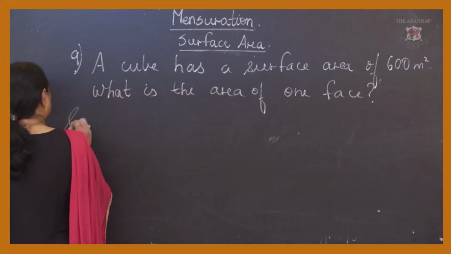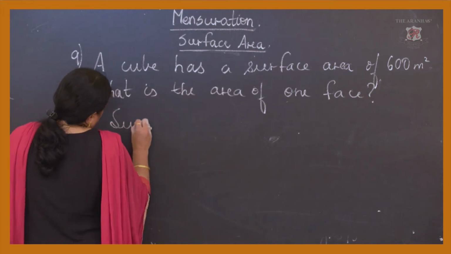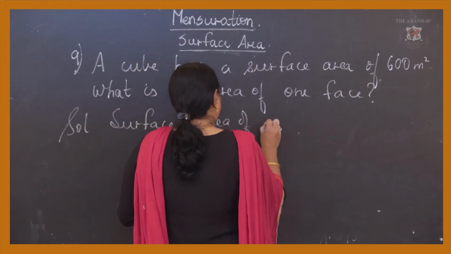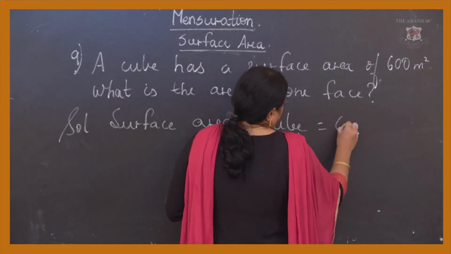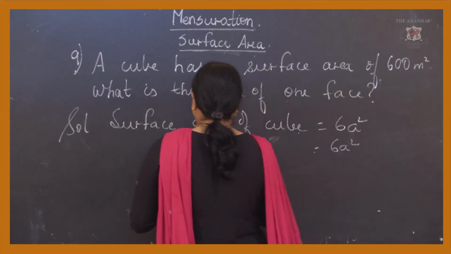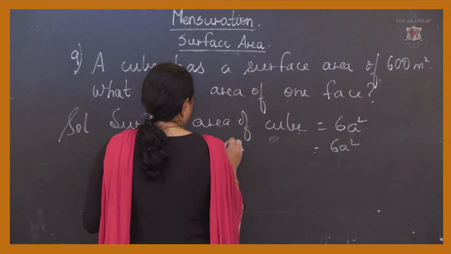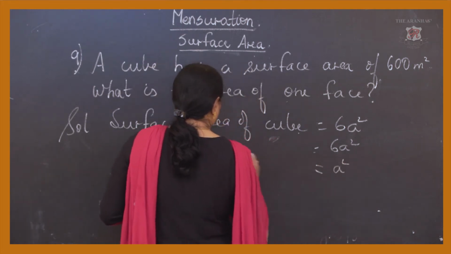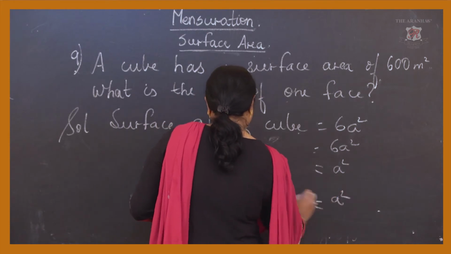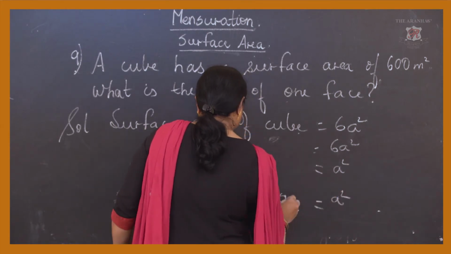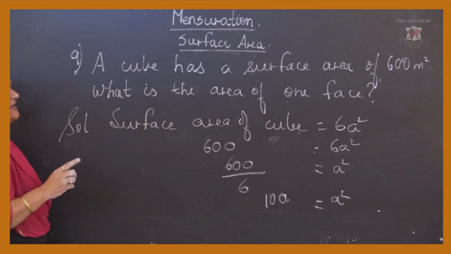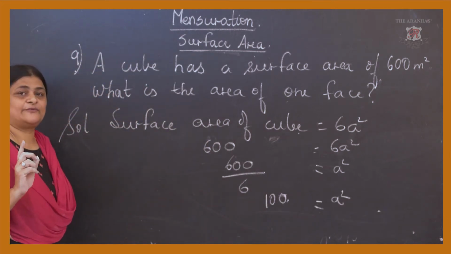So now, surface area of cube, as in the previous sum we had done, is 6a square. The surface area we have been given is 600, so a square is equal to 600 divided by 6, so a square is equal to 100. So what I have asked you is, what is the area of one face? One face will be 100.